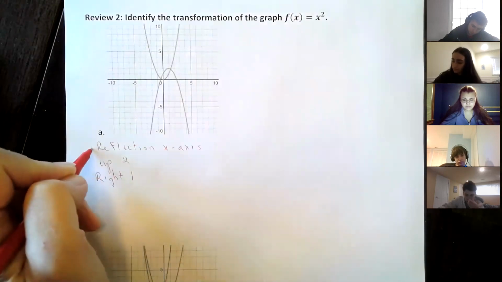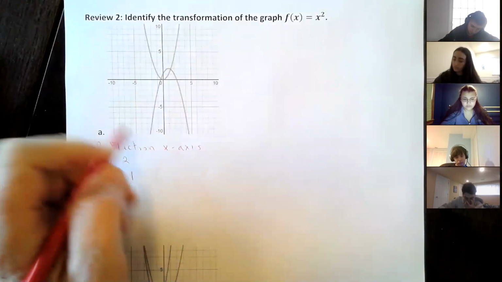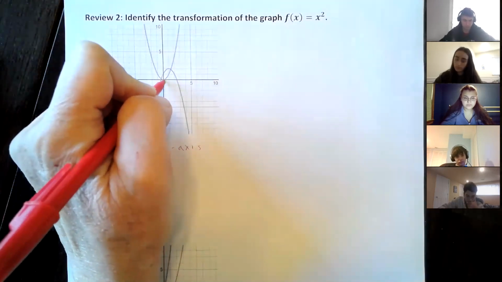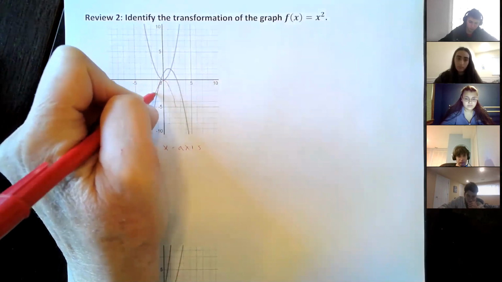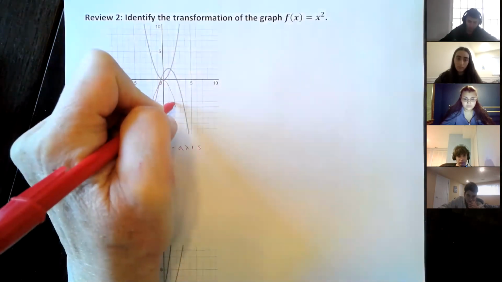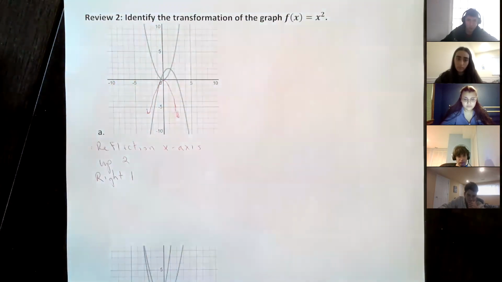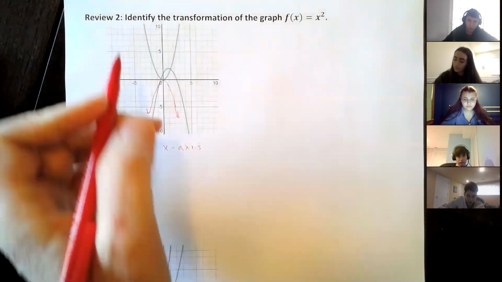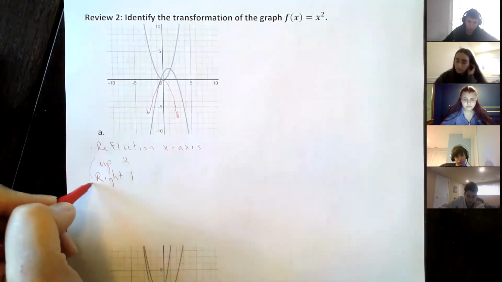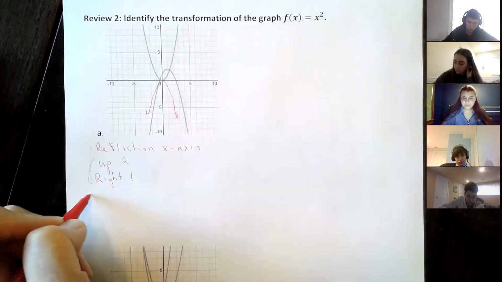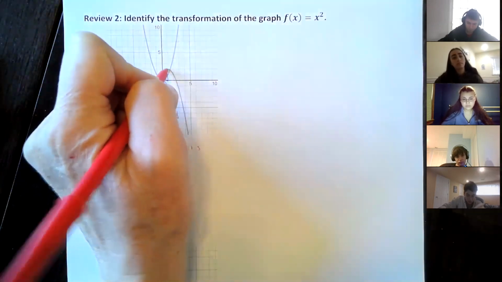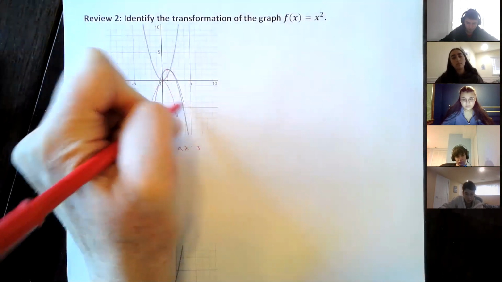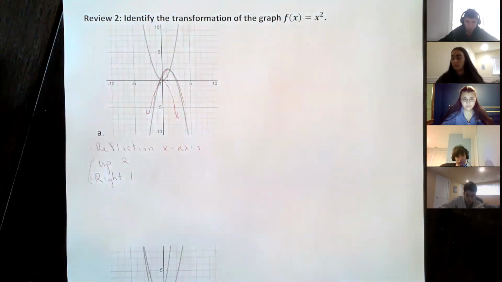I'm just going to do it step by step, okay? Reflection in the x-axis takes it and flips it upside down like that. Then these two are translations. We can always do the translations at the same time, so we can move it to the right one and up 2. And so we get it. So yes, you did list it in the right order.